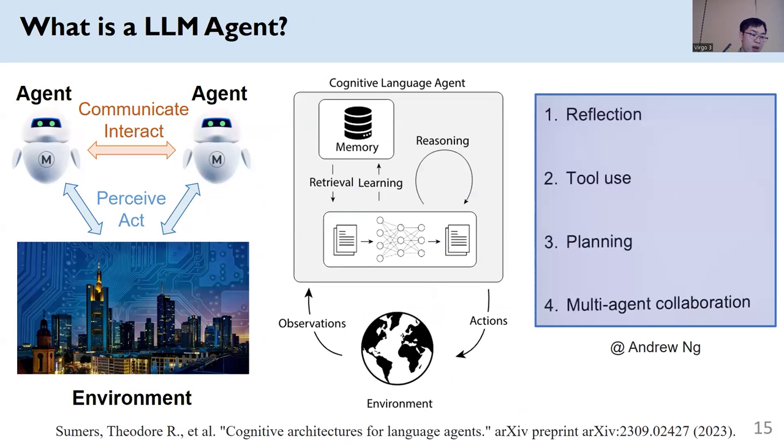So let's take a step back and ask ourselves, what is an LLM agent? I think it's a problem not very clearly answered yet, but one definition I like a lot is that an LLM agent can be considered as an agentic workflow of LLMs. We let the LLM reason in a structured way, almost like the cognitive architectures of humans. There's one paper about cognitive architectures for language models. Also Andrew Ng, a professor from Stanford University, thinks the four most important modules of LLM agents are reflection, tool use, planning, and multi-agent collaboration.